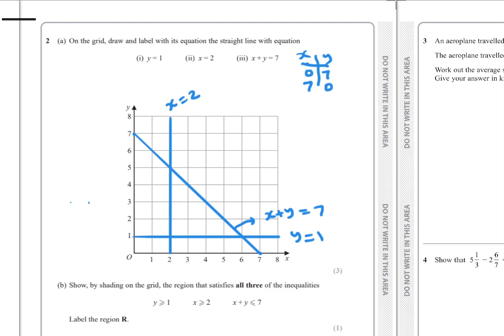So now the region that satisfies the 3 inequalities is above the line y equals 1, to the right of the line x equals 2, and below the line x plus y equals 7, this region. So now shade this region. So this is the region R.